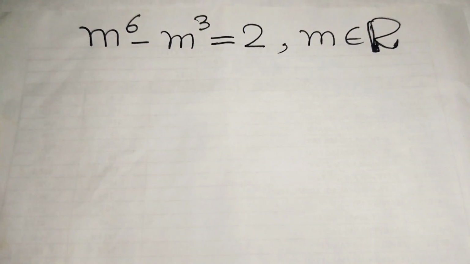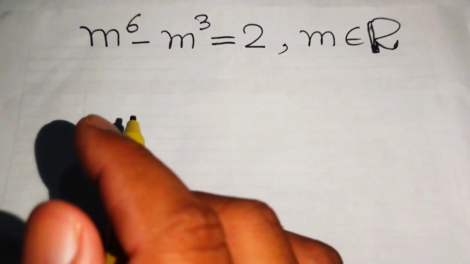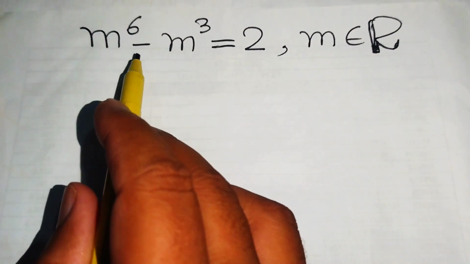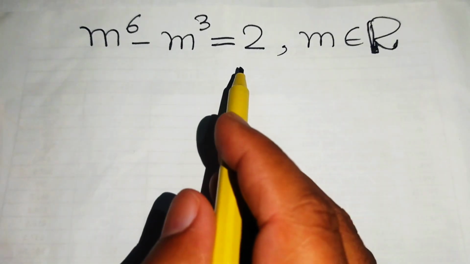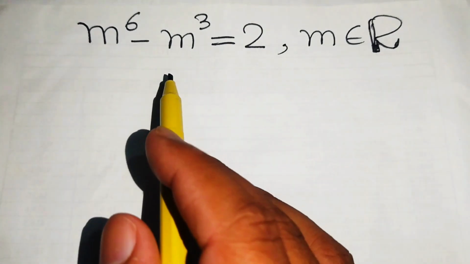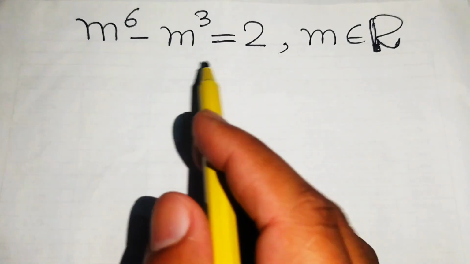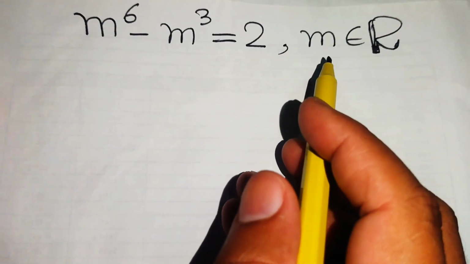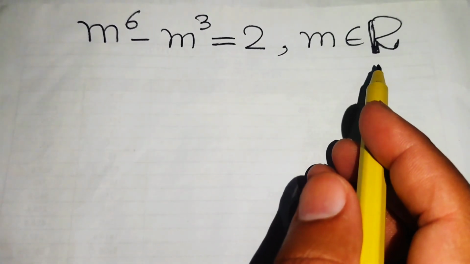Hello everyone, welcome to solve this Math Olympiad Algebra problem. Here we have m to the power of 6 minus m cubed equals 2, and we solve this problem for the values of m. But remember one thing: our m must be a real number.